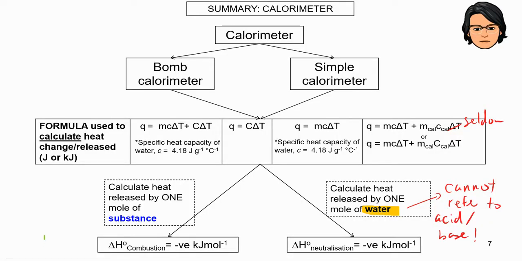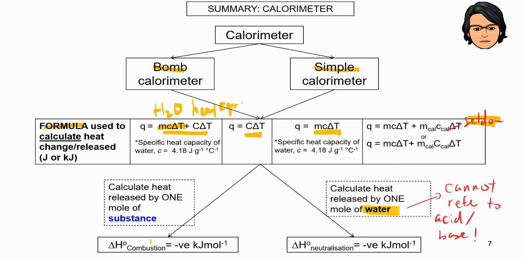Now, summary for calorimeter. When you read the question, you have to determine which of two types you will be using, either the bomb calorimeter or the simple calorimeter. No matter which one you use, you must know which formula to use to calculate. Once you see water, or the words heat capacity, then you use this formula. This one only has heat capacity, this one only has water. This part we seldom use.